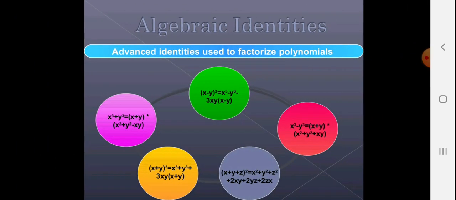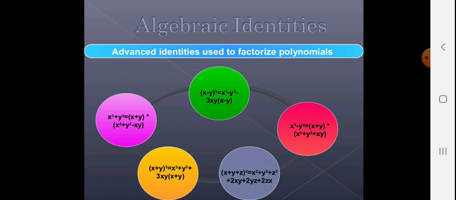Algebraic identities, advanced identities used to factorize polynomials. x cube plus y cube is equal to x plus y into x square plus y square minus xy. Now x cube minus y cube is x minus y into x square plus y square plus xy.